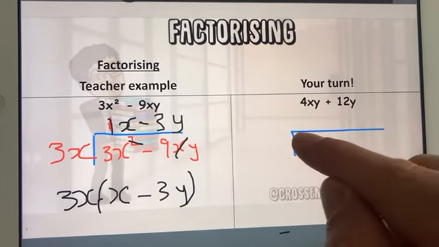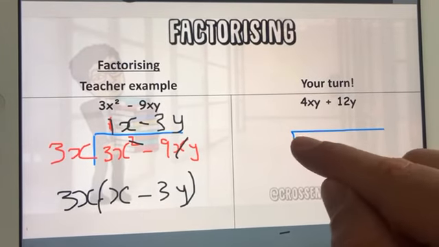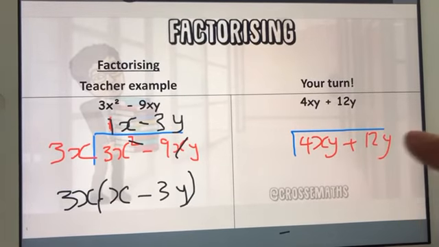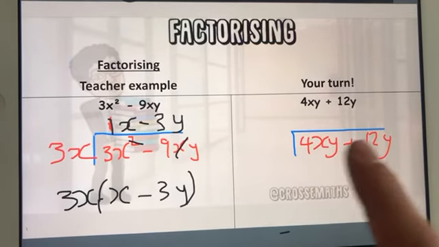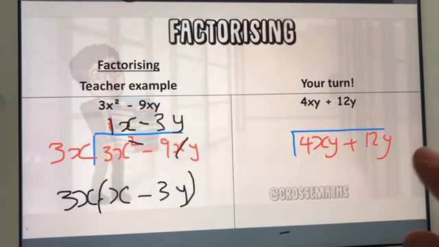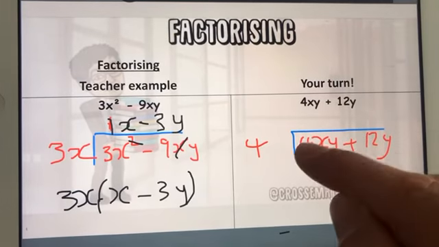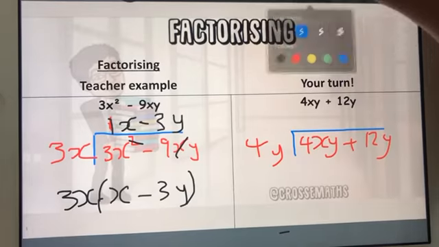So, 4xy plus 12y. I've got to look now. What's the biggest thing I can take out the front? Biggest thing that goes into 12 and 4 is 4. Biggest thing that goes into x, y, and y is just the letter y. I can't take an x out because there's not an x over there.